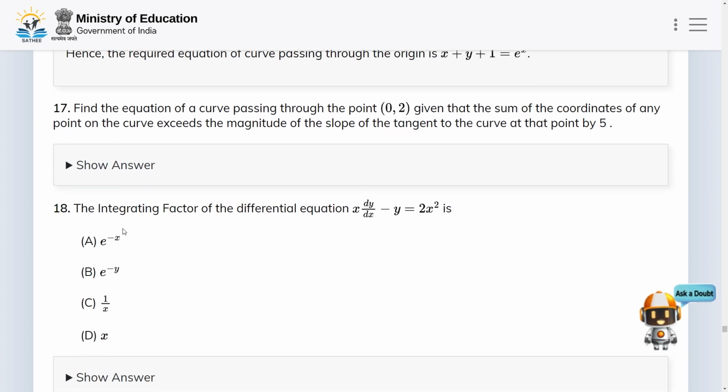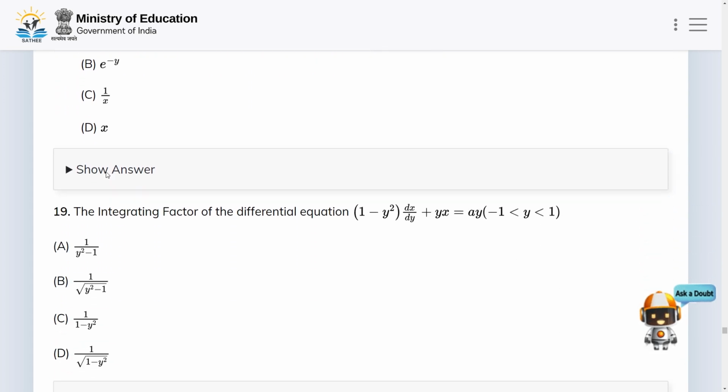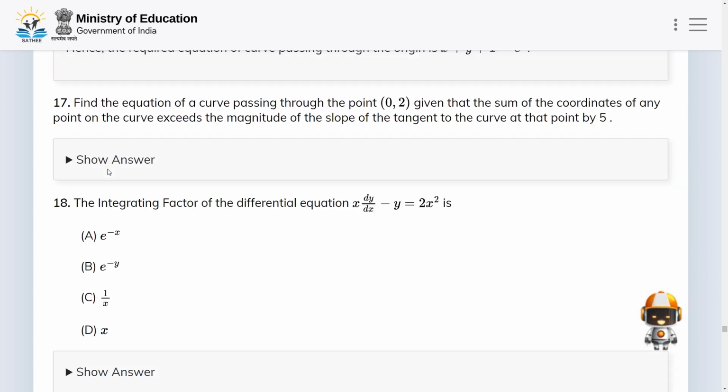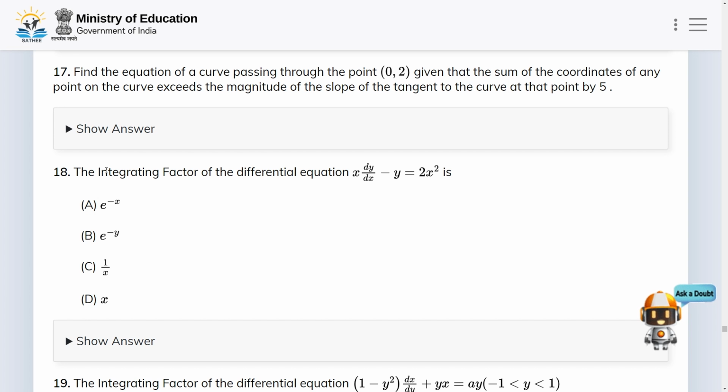Now 17th problem. As we do not have extra time, time is also running out, only 17, 18 and 19 problems are remaining. Only 3 problems we have left for you, so please do them as your homework.